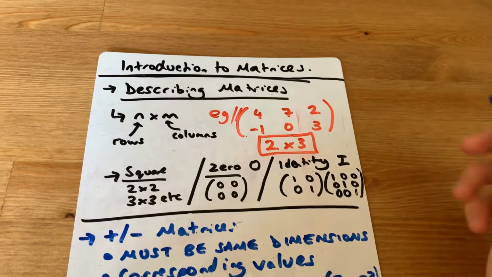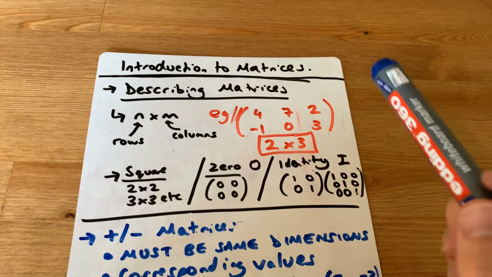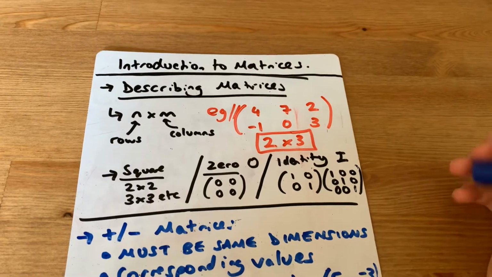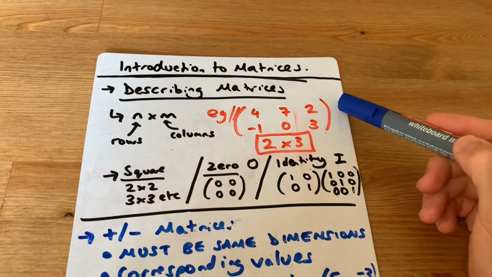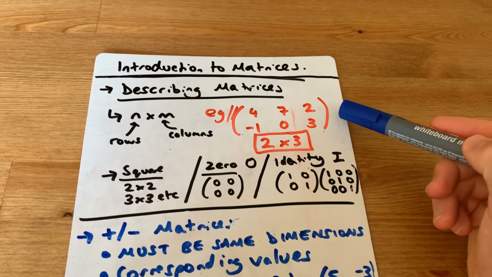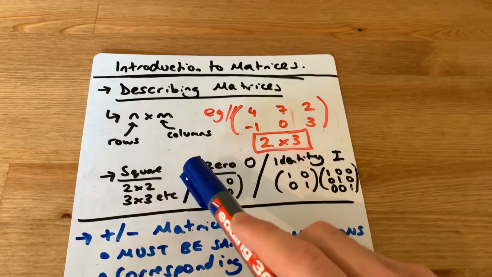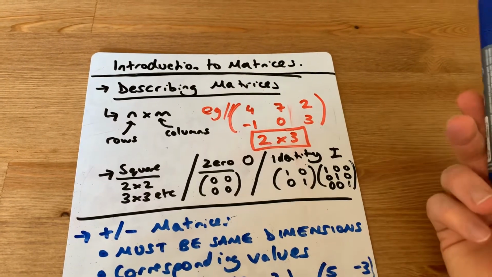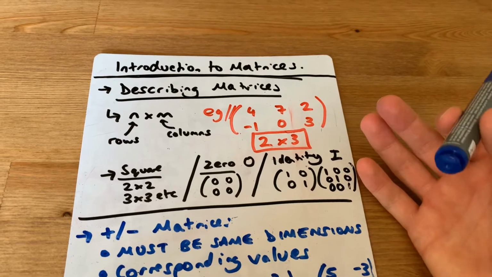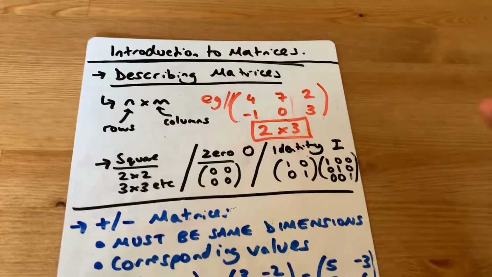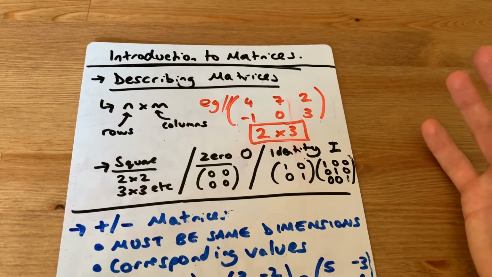Now, a few specific types of matrices which we might want to be aware of. Firstly, square matrix. This is not a square matrix, obviously. This is a rectangular matrix, I suppose you could say. Square matrices are going to be the ones which have the same number of rows as the number of columns. So, for example, a 2 by 2 matrix or a 3 by 3 matrix are essentially square matrices.